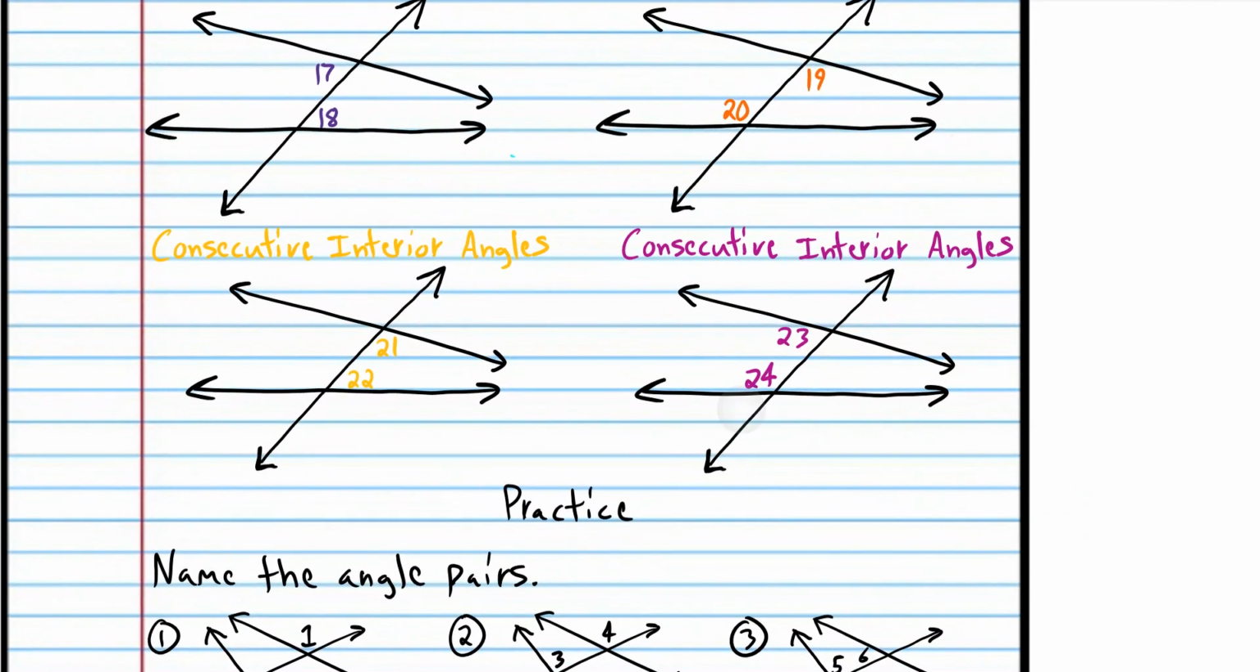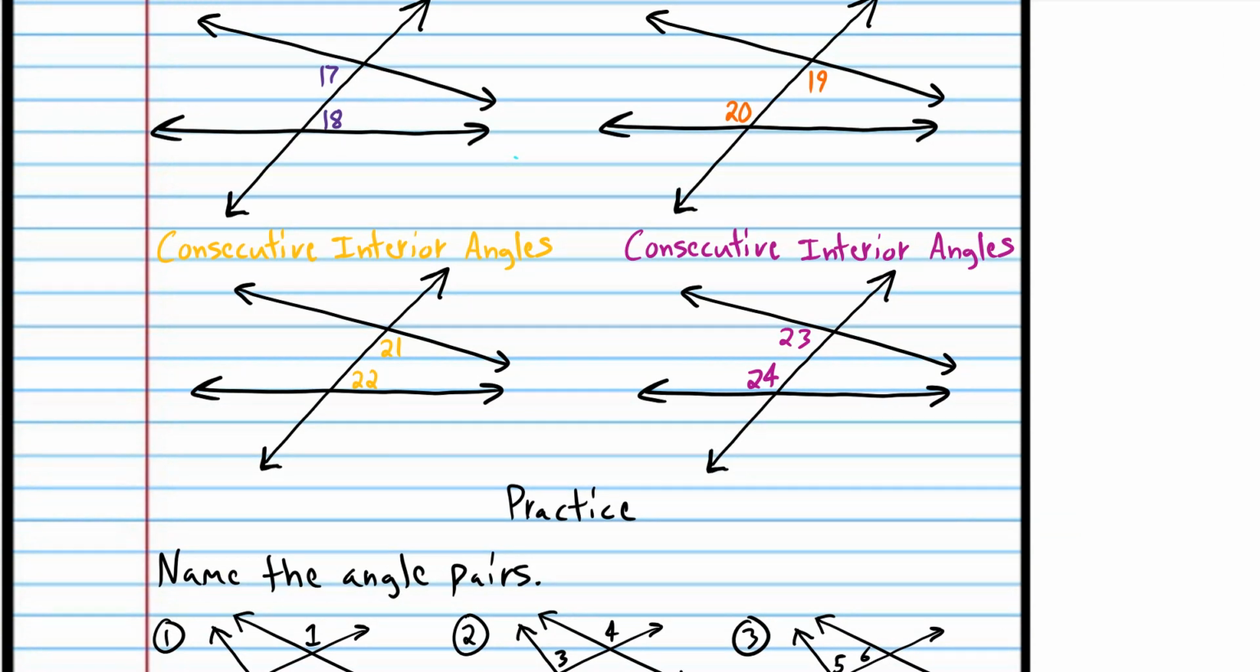And then we have consecutive interior angles, and I'm going to give you a screenshot of these so you don't have to memorize them all at once. These are interior. They're both on the inside of those two lines cut by the transversal, but they're on the same side of the transversal. They're both on the right of the transversal. So because they're both on the right of the transversal, they're called consecutive angles. And these are both to the left, so they're called consecutive, and of course they're interior, so consecutive interior angles.